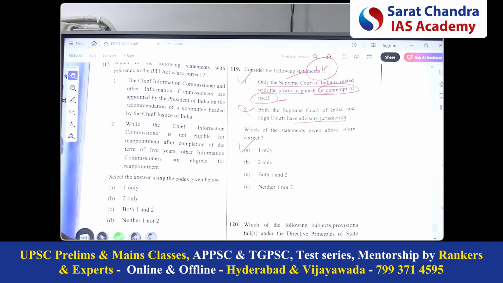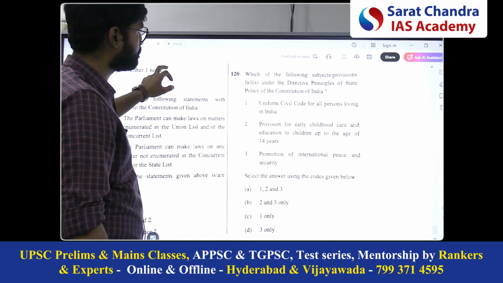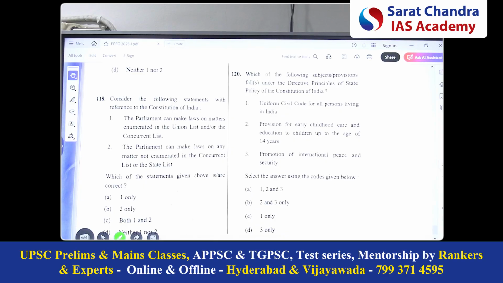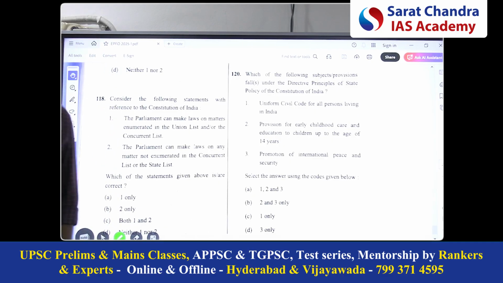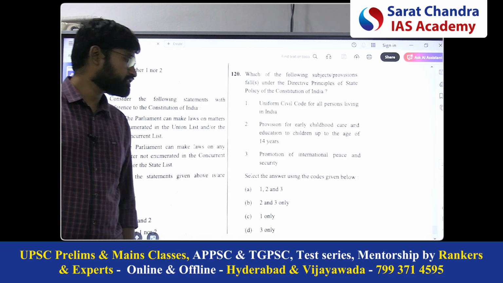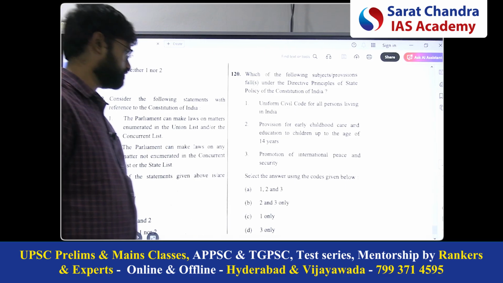1 is right. Look at the last question, which is on DPSPs. Which of the following subjects or provisions fall under the Directive Principles of State Policy of the Constitution of India? 1. Uniform Civil Code for all persons living in India. 2. Provisions for early childhood care and education to children up to the age of 14 years. 3. Promotion of international peace and security. One only, yeah? Okay.